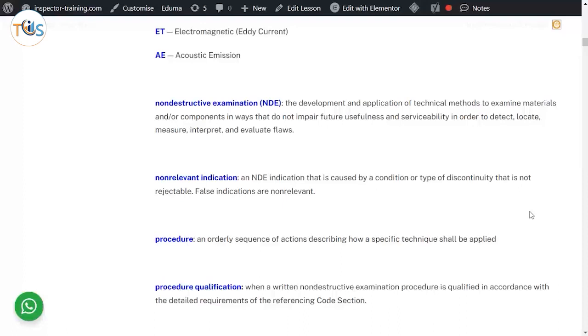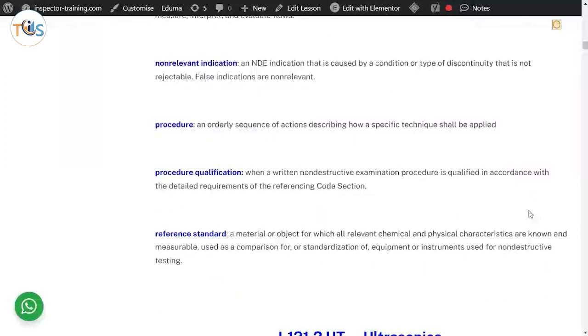And a non-relevant indication is caused by a condition or type of discontinuity that's not rejectable. So false indications, for example, are non-relevant. And a procedure actually tells you how to perform a job. For example, a UT procedure tells you how to do the UT, what is the scope, what is the purpose, what equipment to use, what sequence of actions you have to use, and how you're filling the report, and what's the qualification of personnel who do this job, etc. So it tells you the sequence of actions. That's the main part of a procedure.